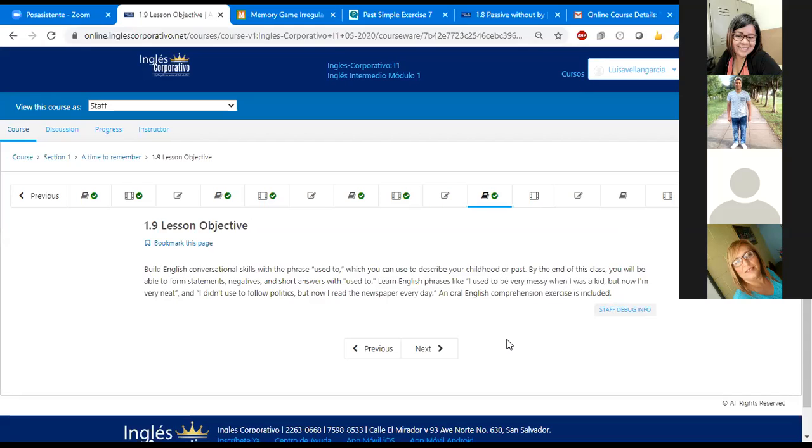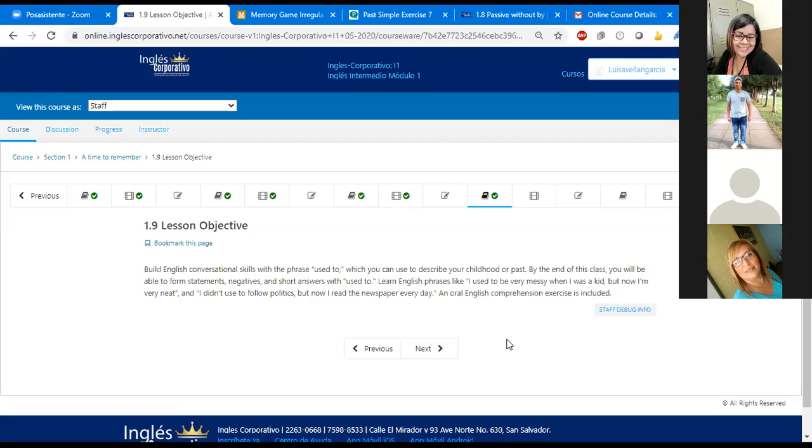Okay. Improve your English conversational skills with the phrase used to. You can use it to describe your childhood or past. By the end of the class, you will be able to form a statement, negative and short answer.